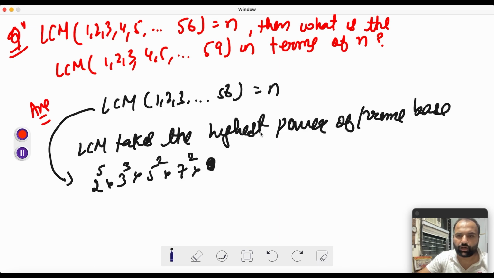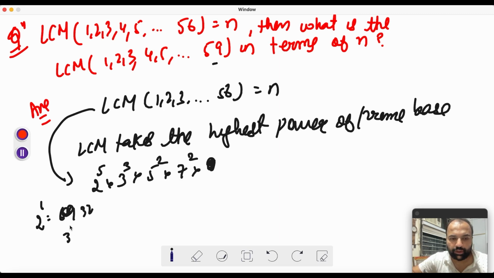Now how this has happened, just focus. The maximum value of 2 is 5. What it means is, why not 2 to the power 6? Because 2 to the power 6 would be 64. We don't have space for 64. We have only limited ourselves. We have to find up to 59. So the maximum value of 2 can be 5, which is 32.